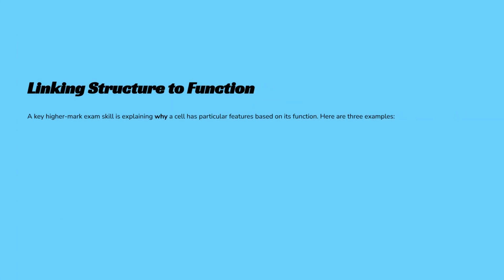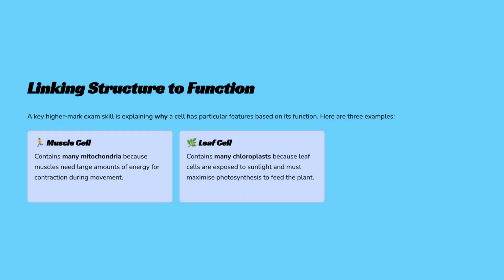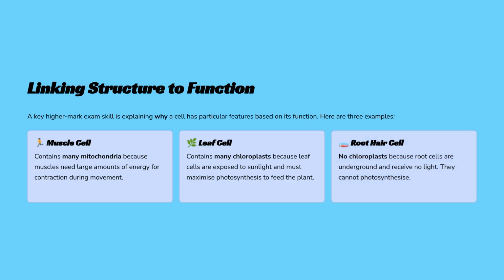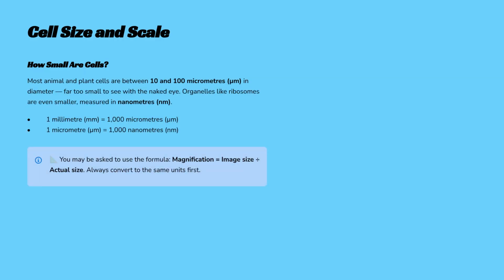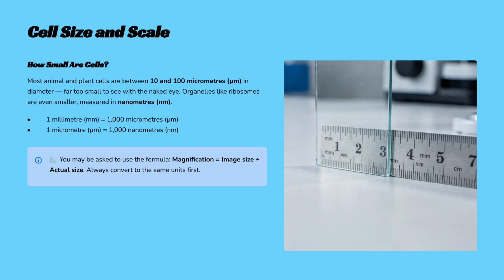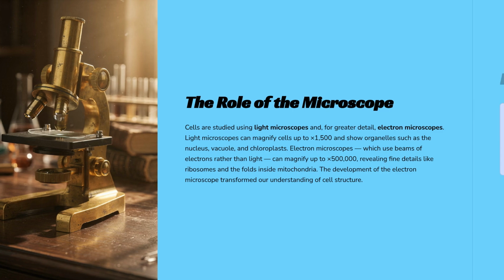Linking structure to function is a higher mark skill. Muscle cells have many mitochondria for energy, leaf cells have many chloroplasts for photosynthesis, and root cells have none, as they lack light. Cells are microscopically small, measured in micrometers and nanometers. Remember the magnification formula. Magnification equals image size divided by actual size, using consistent units. Light microscopes show basic organelles, but electron microscopes offer much higher magnification. Electron microscopes were instrumental in advancing our detailed knowledge of cell structure.